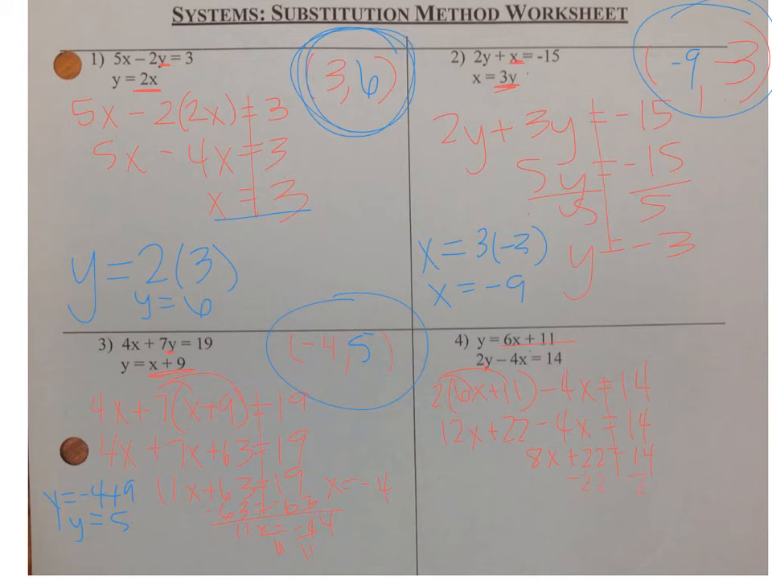Subtract 22, and 8x equals negative 8, divide by 8, and x equals negative 1. So negative 1 is our x, and y equals 6 times negative 1 plus 11. Y equals negative 6 plus 11. Y equals 5.